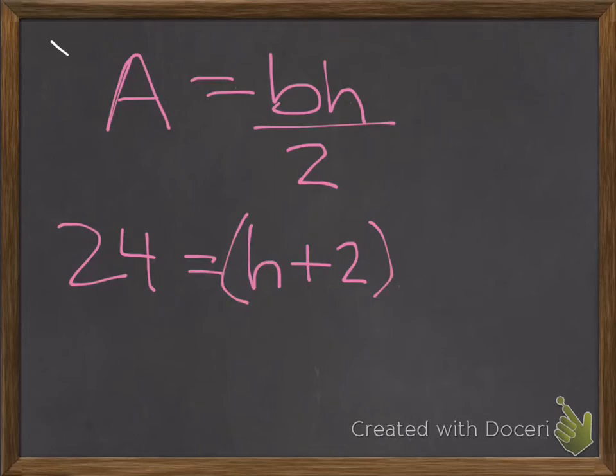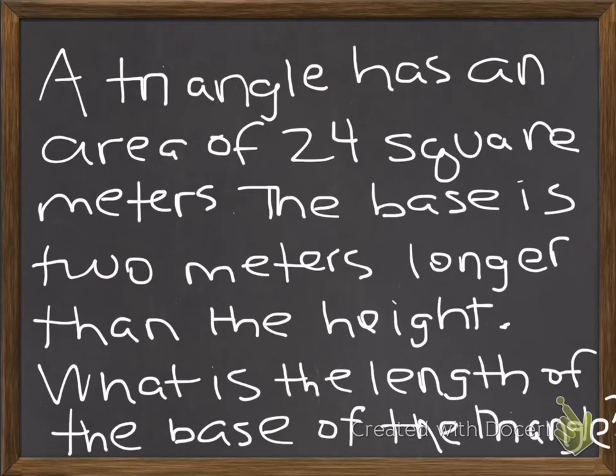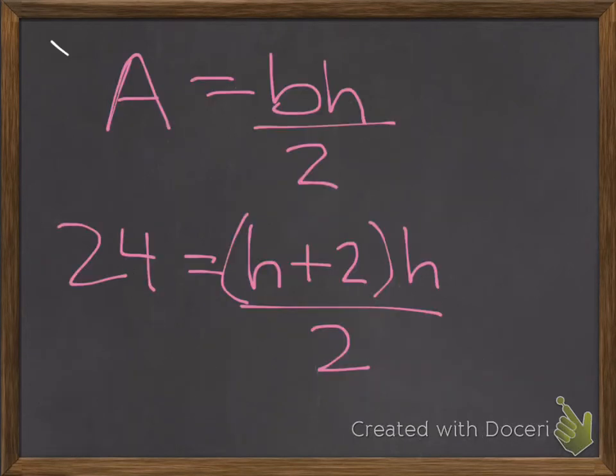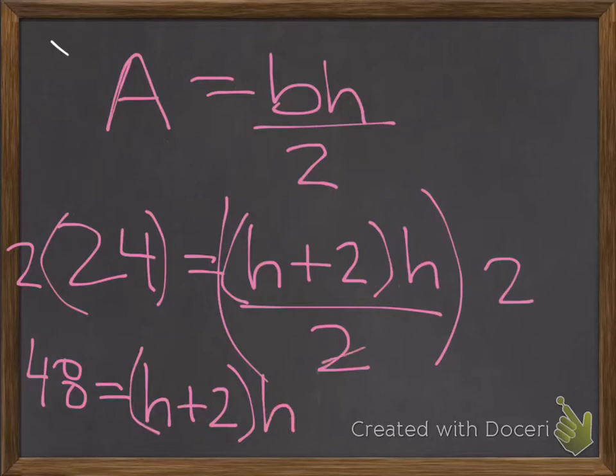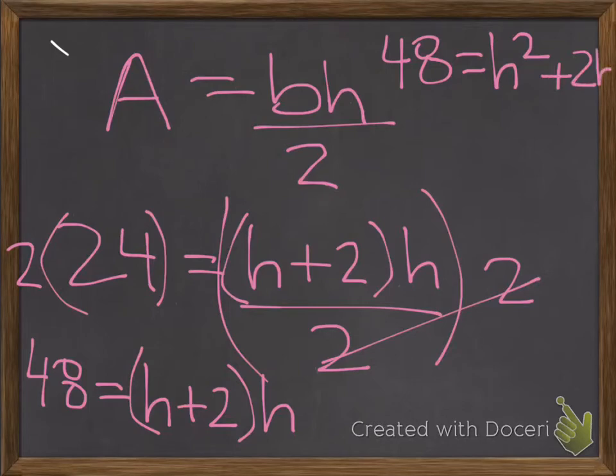So h times h plus 2 over 2 equals 24. Now we need to find the base, which means we need to solve for h first. So we multiply by 2 to cancel out this 2. That gives us 48 equals h plus 2 times h. And we need to distribute the h, so that gives us 48 equals h squared plus 2h.